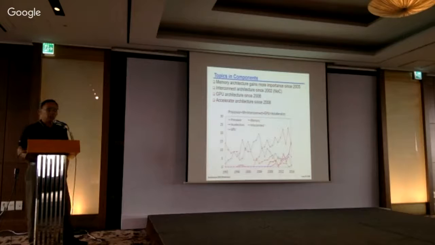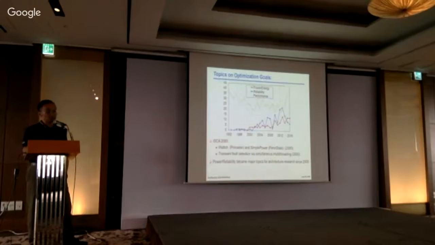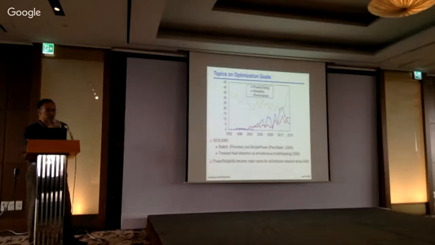And on the other hand, if I look at the optimization goal, when you design architecture, what do you optimize for? One of the interesting things you can see is that performance is always the top target for optimization. But 2000 is an interesting starting point. In that particular year, David Brooks from Princeton, at that time he was my office mate in Princeton, was working on Wattch. And in that particular year, Wattch and SimplePower from Penn State were published in ISCA 2000 and actually stimulated a lot of follow-up research looking at optimization for power and energy.